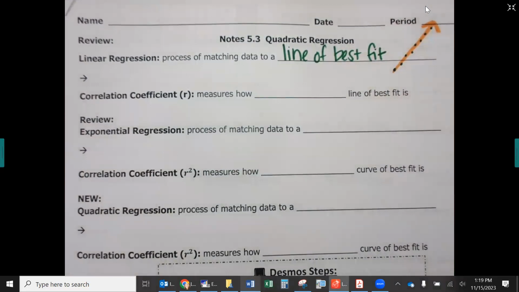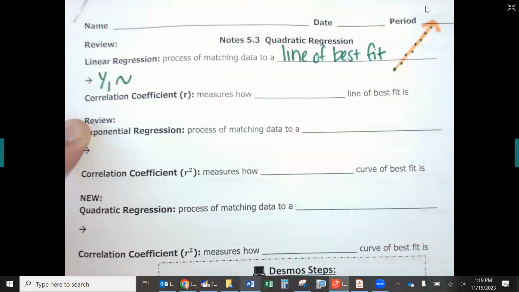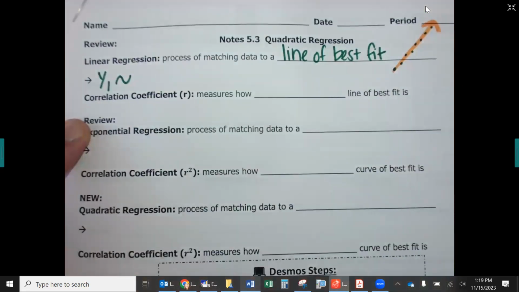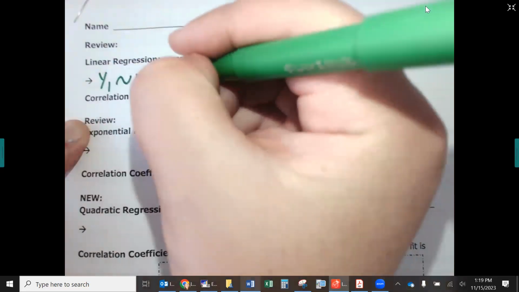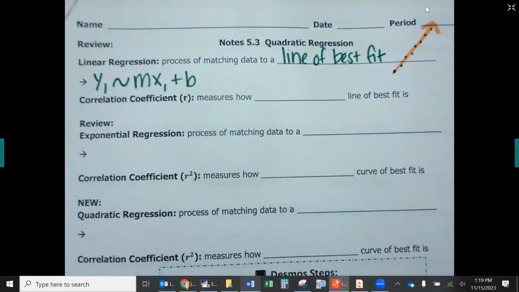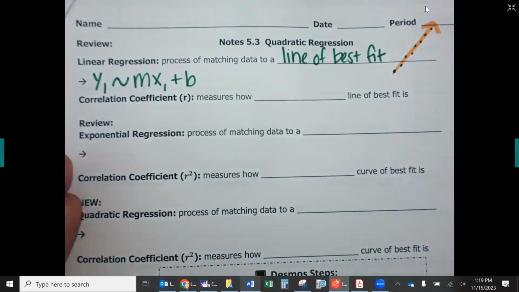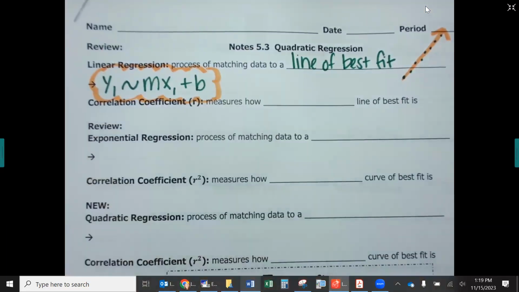Okay. Here's your equation. It's y1 squiggle, because remember, we're using that computer program still. And then it's mx1 plus b. But now listen, you're only going to use that equation when it's making a straight line between all your dots. Okay?